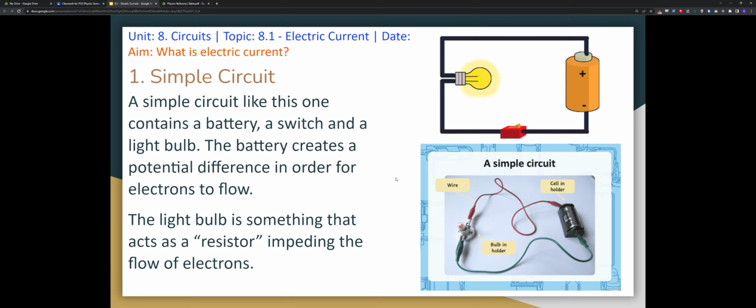And really, they go through circuits. I want to call them circuits. The image you see on the right-hand side is an image of a simple circuit. A simple circuit has a battery, a switch, and a bulb. When you flip the switch, you're going to light up the bulb.